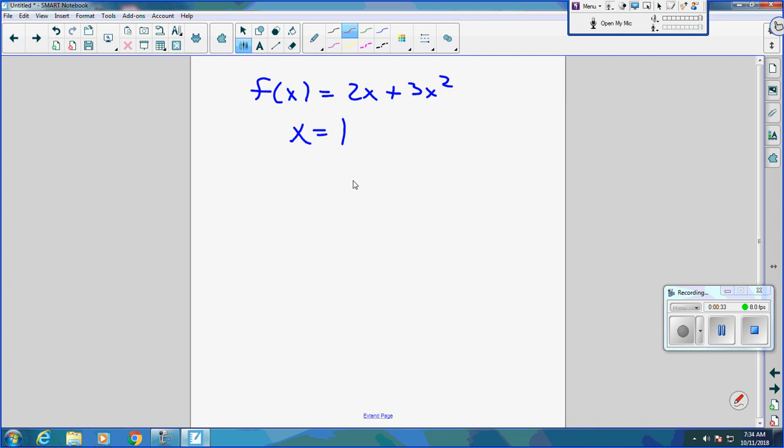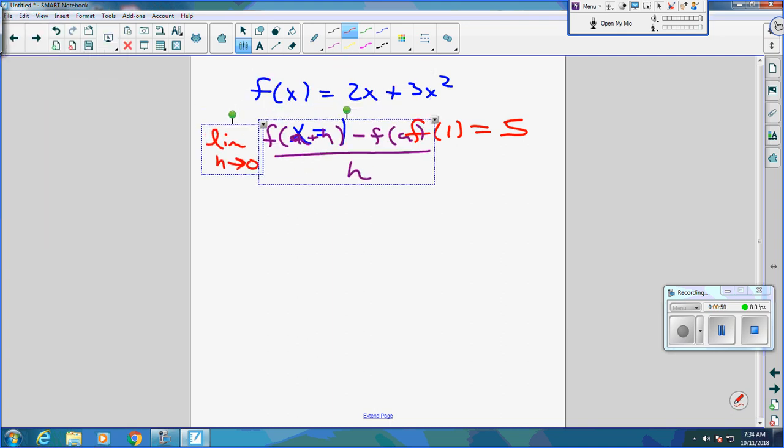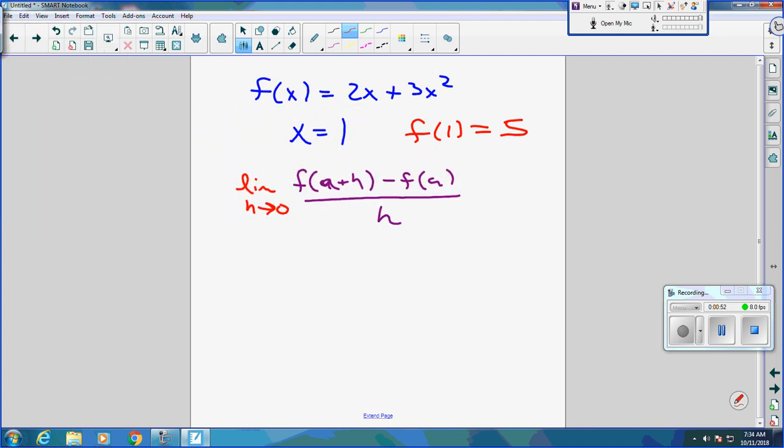But first thing, if I'm going to do an equation of a tangent line, I need point and slope for a line. So first thing I do is I find the point by substituting in and finding that when I substitute 1 in the function, I get 5. And now I have to find the slope, okay? The instantaneous rate of change, boom. I have to find the instantaneous rate of change.